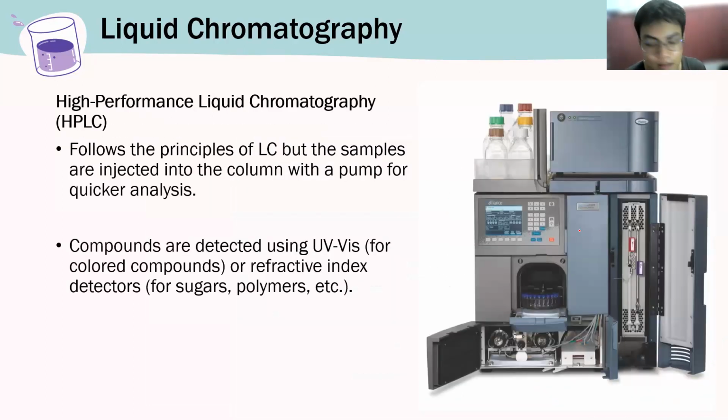So, ginagawa namin mga chemists is we use this one called the high performance liquid chromatography. Okay? So, HPLC. Ito yung ginagamit ko sa Ateneo. HPLC dito is like column chromatography but faster. Okay? Kasi may pump dito sa ilalim.